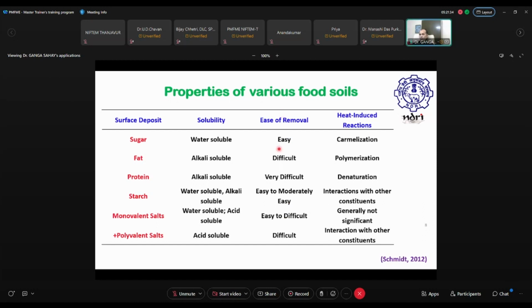But during processing, we are certainly applying heat in certain applications, so heat-induced reactions take place in these ingredients. In sugar, caramelization will take place. In fat, polymerization. In protein, denaturation will take place. And interaction with other constituents will also take place. So it becomes difficult when we are cleaning the equipment surface post process, and we are not using a single ingredient but multiple ingredients in a food system, so they will also interact with each other, and then their removal will be challenging.